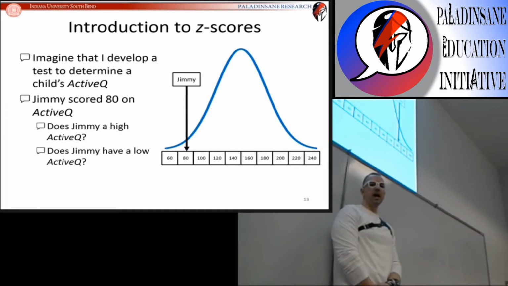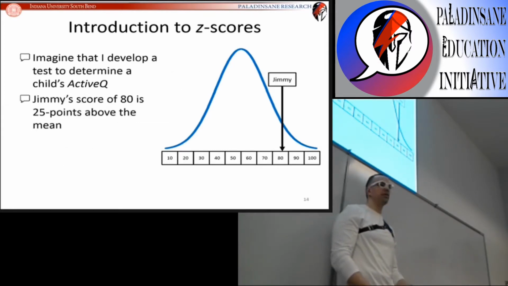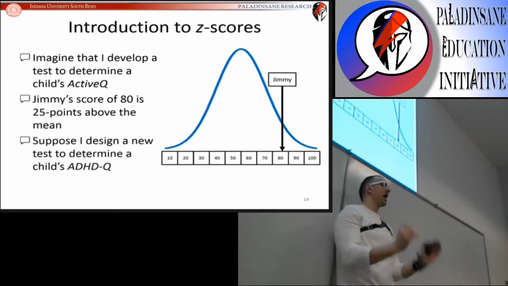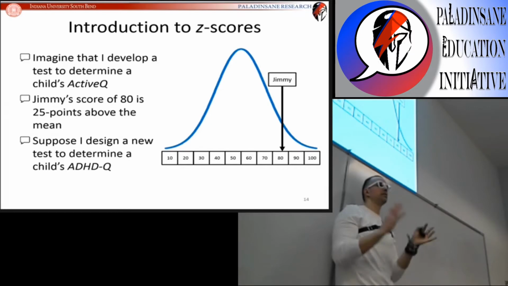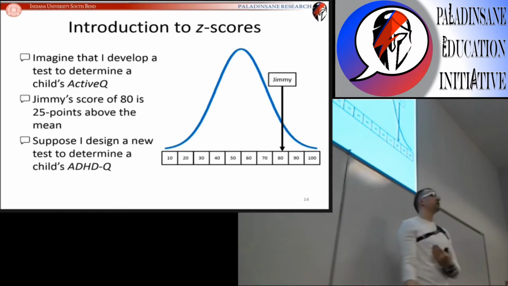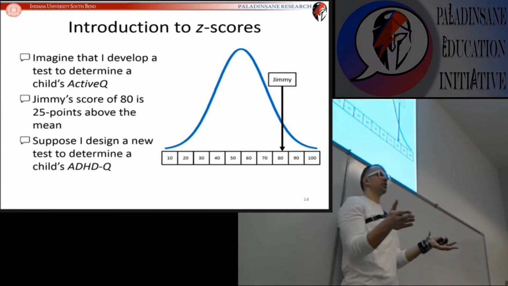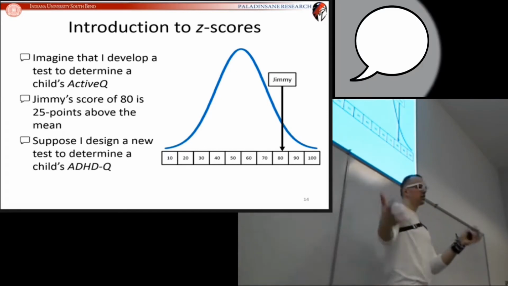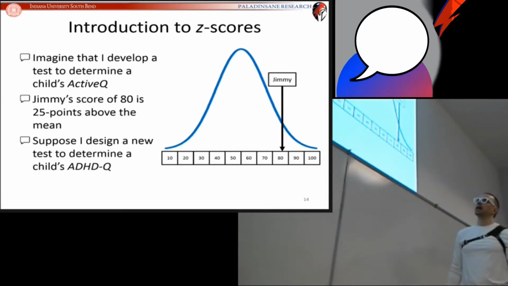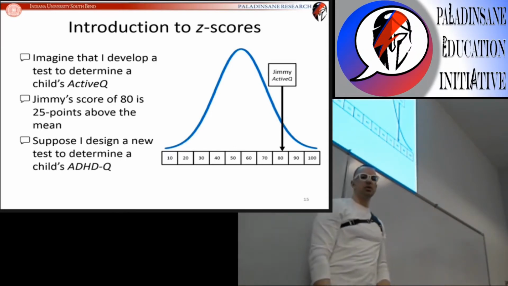All right, so that's his active Q, and his score of 80 is 25 points above the mean. So we now know that Jimmy has a high active Q. He is much more active than your average child. So then suppose that I give Jimmy the next test, which is the ADHD Q. So this assesses Jimmy's attention, right? So this is his ADHD quotient test. And let's say that we give him that test, and Jimmy's active Q is shown right there.